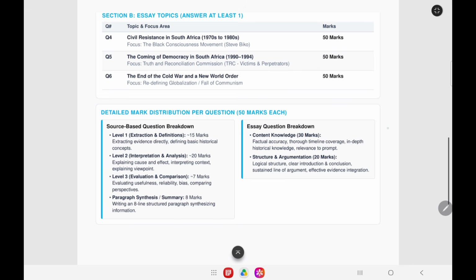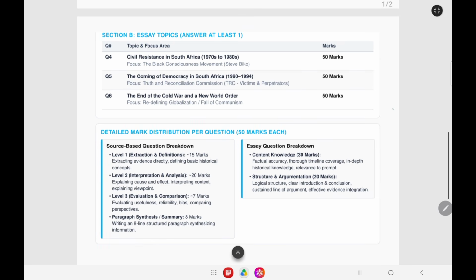So I also have a detailed mark distribution per question, worth 50 marks each. You'll check all these different levels. Then in terms of the essay-based question, you have context knowledge, which is worth 30 marks, then structure and argumentation worth 20 marks. The exam structure is very important. And as I said, I'll share this document with you guys.